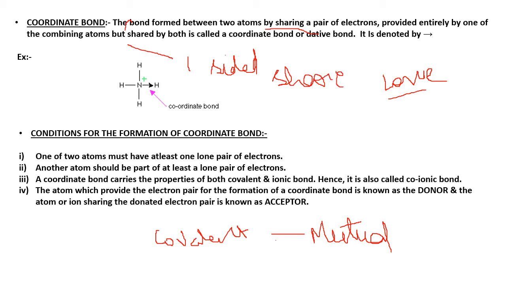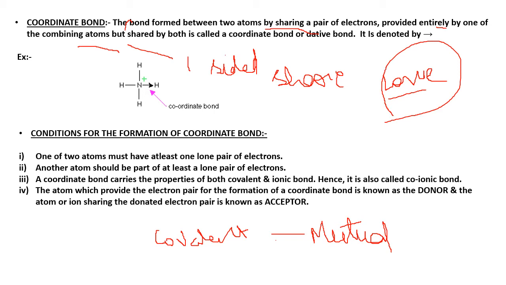This one-sided sharing is done by, as I said, the lone pair of electrons. It means the bond formed between two atoms by sharing a pair of electrons, provided entirely by one of the combining atoms, not both, one of the combining atoms gives. That is known as a coordinate or dative bond. Now I said that a lone pair of electrons is used over here. So what is a lone pair of electrons?